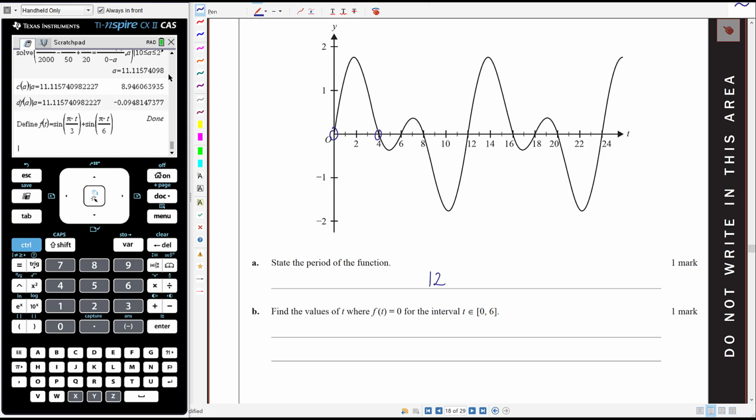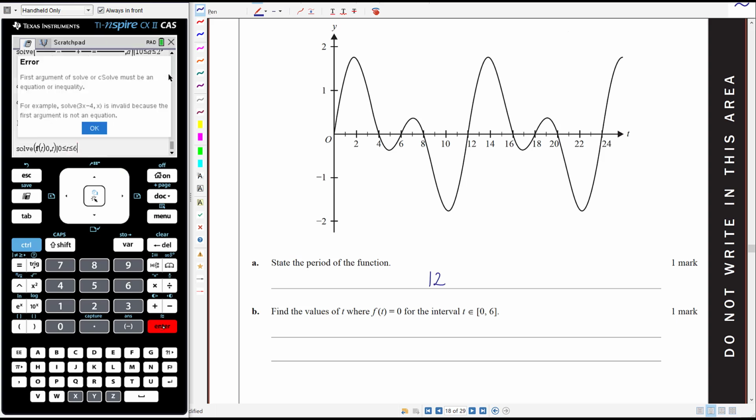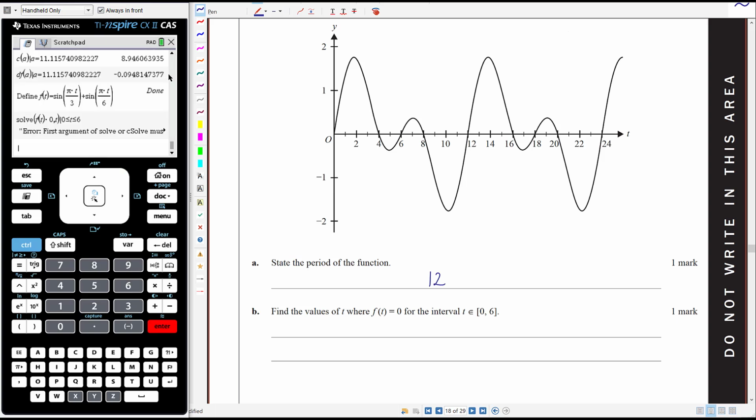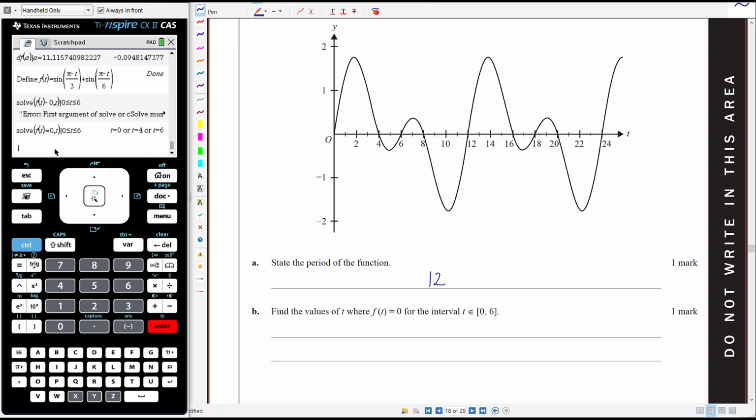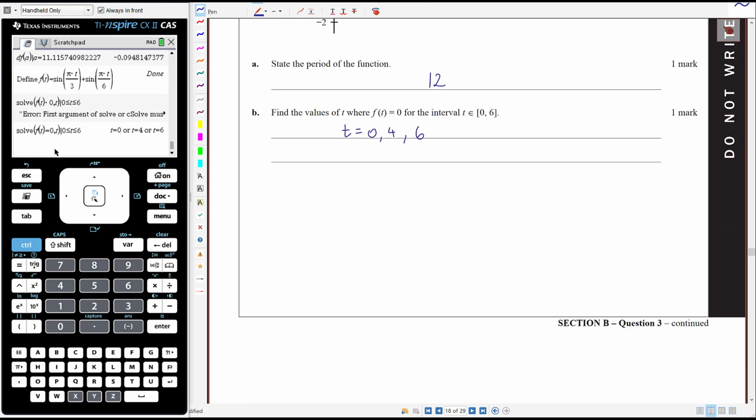Okay, so we can probably see that it's going to be 0, 4 and 6 from the graph. We've got our function defined though, let's be clear about that. Solve f of t equal to 0 for t, because it's a trig function we will need a restriction, given that 0 is less than or equal to t, which is less than or equal to 6. Sorry, times 0 instead of equals 0 there. Okay, there we go. So f of t equals 0 for t equals 0, 4 or 6. Now 0 to 6 inclusive means those solutions at 0 and 6 should be both included.